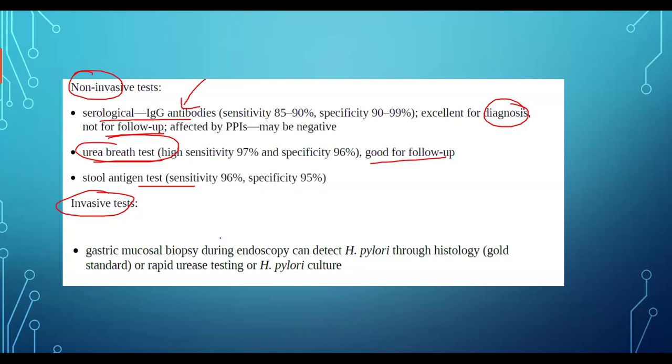The invasive test is when you send the patient for endoscopy, they take a biopsy, and in that biopsy you can do an H. pylori culture, or you can do a rapid urease test on that histology specimen. That is the gold standard investigation to know about H. pylori. But most of the time we would do the non-invasive investigation.